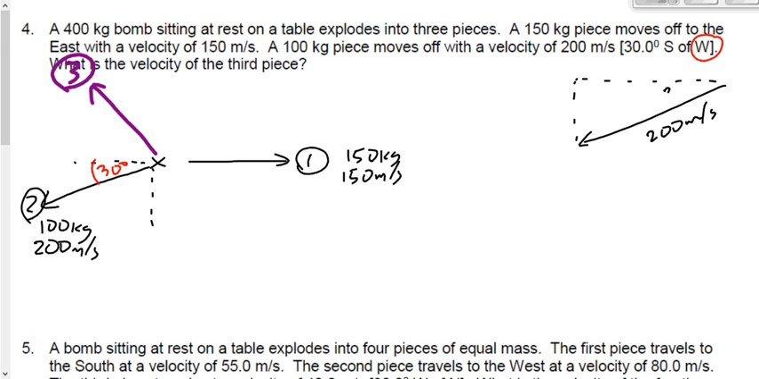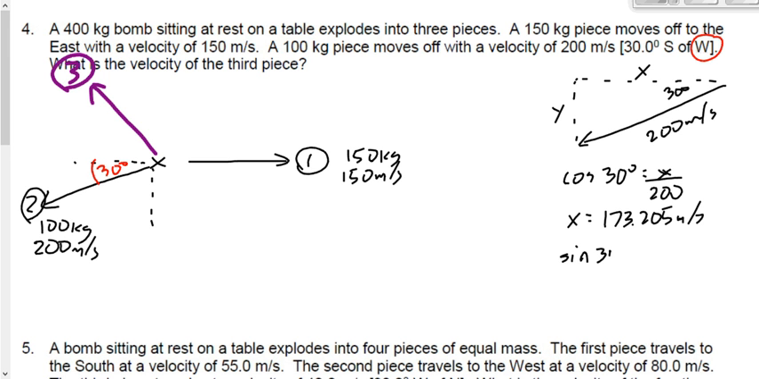The angle is 30 degrees right there, and we're going to label this as x, and we're going to label this as y. Let's find the components there. Cosine 30 degrees is equal to x over 200, because cosine is the adjacent side. That gives me 173.205 meters per second for the x component. And then the y component we're going to use sine for. And this one's easy. We end up getting 100 meters per second.